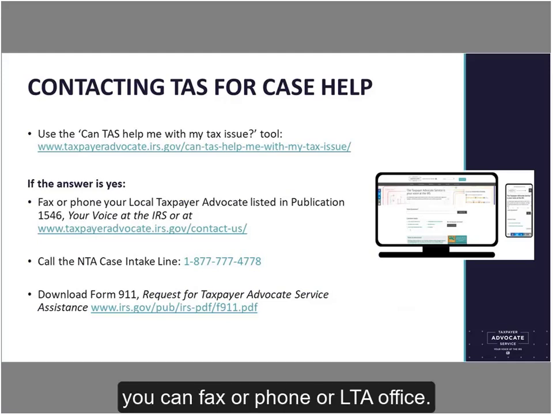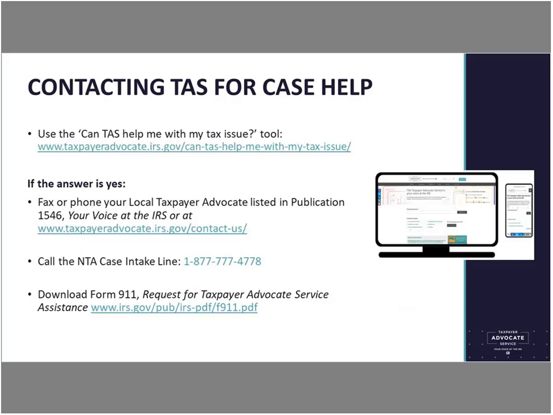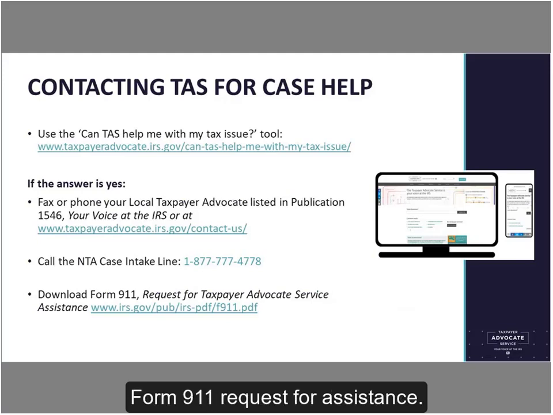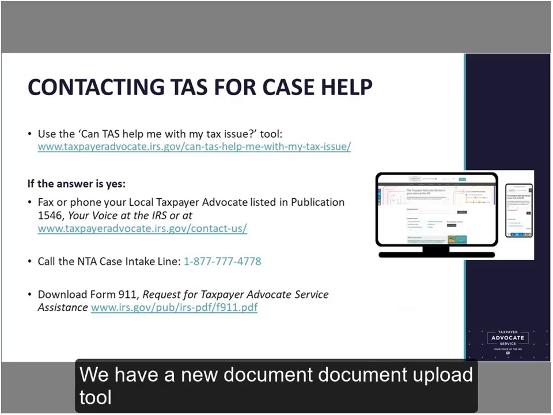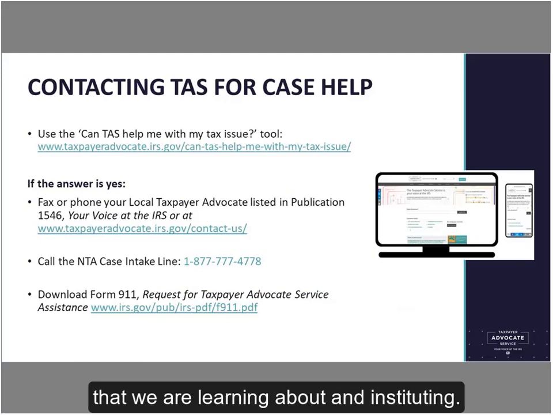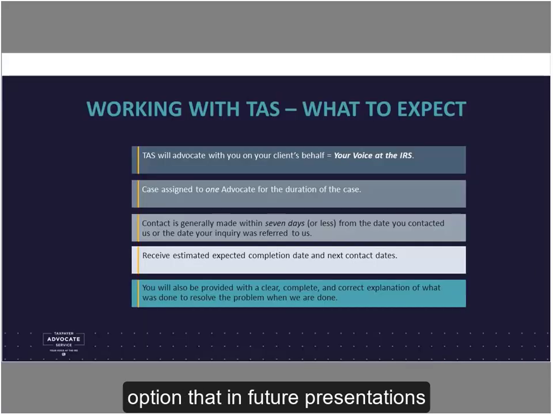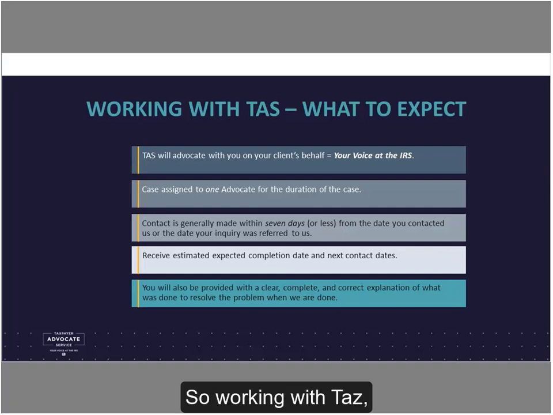If the answer is yes, you can fax or phone our LTA office. I have our contact information on the last slide in this presentation. You can call the NTA intake line at 877-777-4778. You can download the Form 911 request for assistance, fill that out and either fax it in. We have a new document upload tool that we are learning about and instituting soon. So that's going to be another option that in future presentations I'll be able to explain more about.